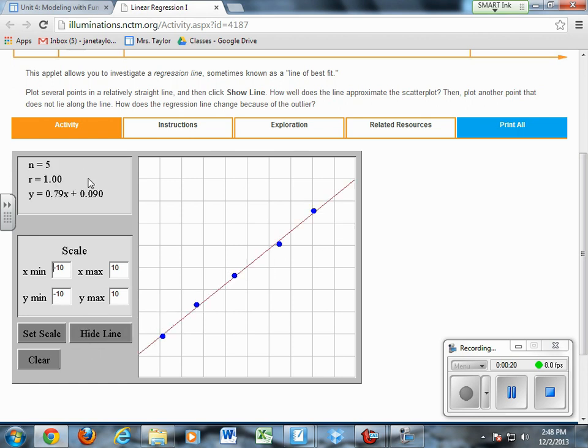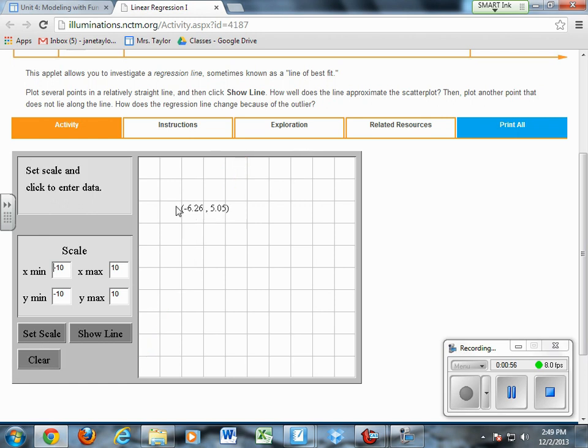Notice right here my R value is 1. That means basically every point's right on the line. If I made the line less steep, but still all the points were in a row, notice it's still really close to 1. Let me see if I can actually make it perfect correlation. Yep, there's a perfect correlation of 1. Notice, regardless of the slope, if it's a perfect line, the R is 1.